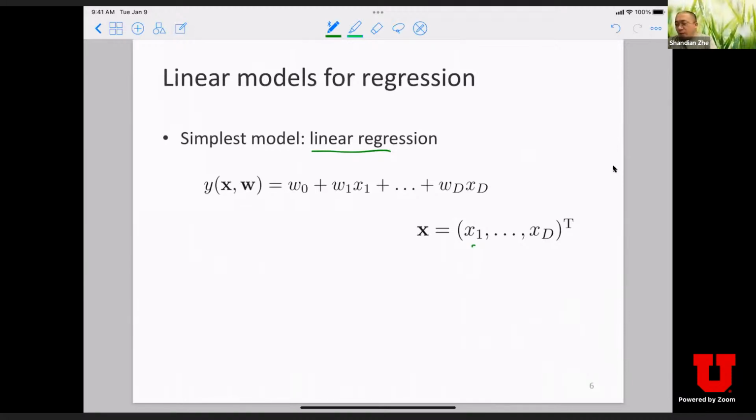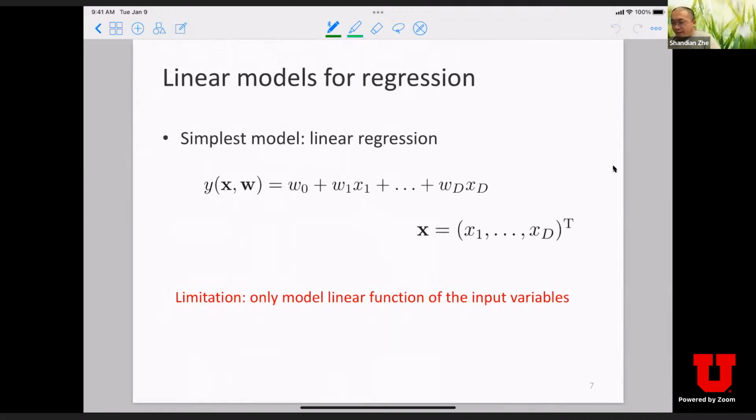So the linear regression model simply assumes that the prediction, namely the quantity of interest, is a linear combination of these D features plus some bias. So the prediction function is represented by some bias parameter W0 plus W1 X1 plus ... plus WD XD. So the parameters include W0, W1 to WD. That's the basic definition of linear regression.